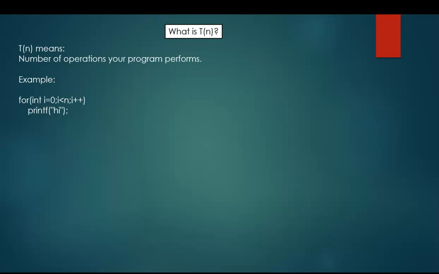For example, look at this code. It has a for loop: for int i equal to 0, i less than n, i plus plus, and I print hi. Here we just count how many times the main operation runs. It is n times. So the loop runs n times, so T of n is equal to n. The correct way of representing this is T of n is proportional to n, but for better clarity I have written T of n is equal to n.